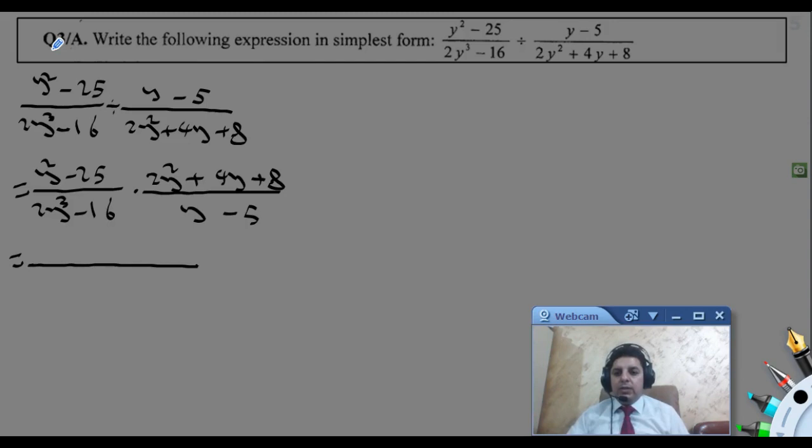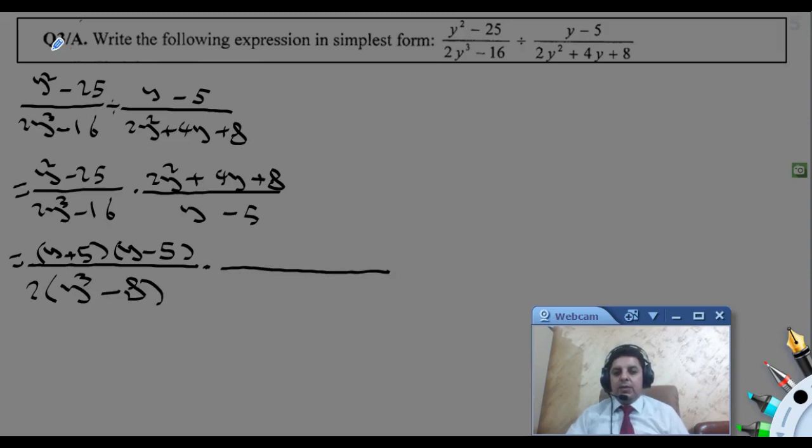Y squared minus 25, by using the difference of two squares: square root of y squared is y, square root of 25 is 5, plus and minus. For the next expression, by using the greatest common factor, which is 2, 16 divided by 2 is 8, 2y squared divided by 2 is y squared, and 2y cubed divided by 2 is y cubed.